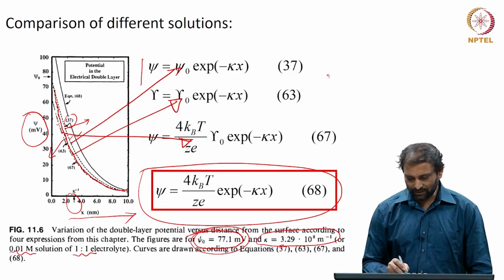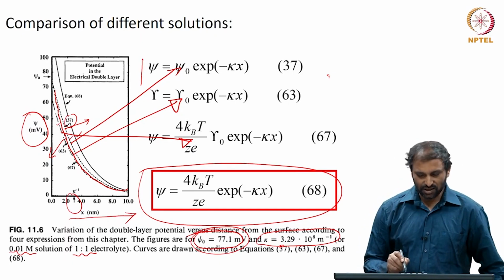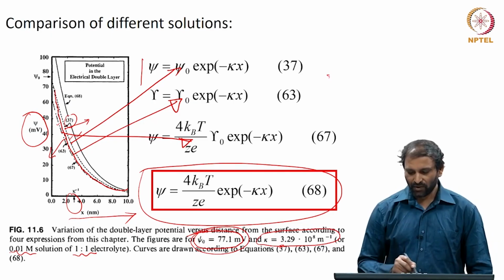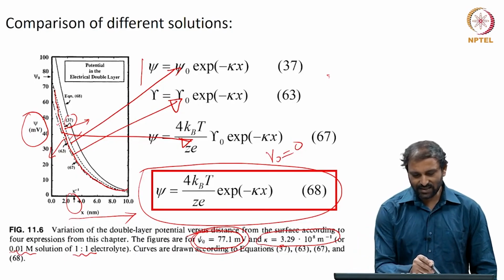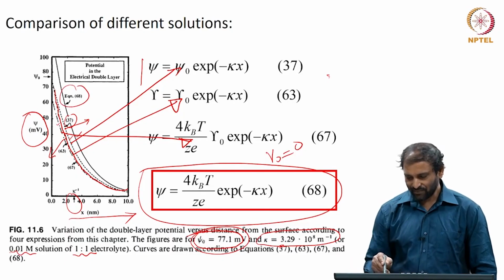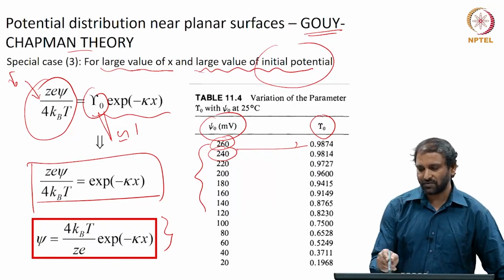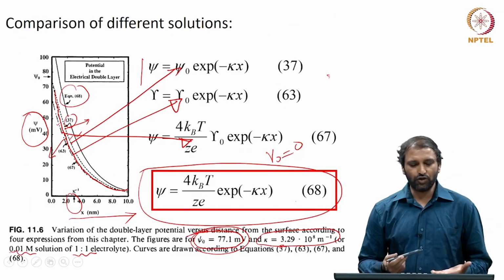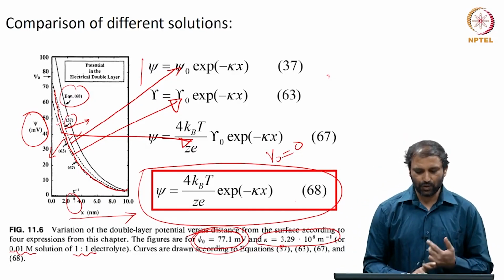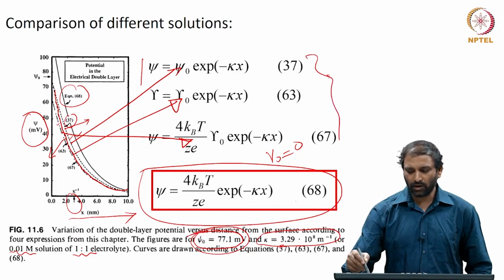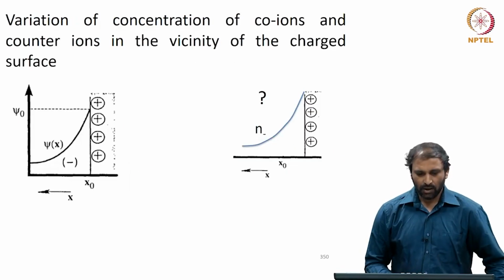However, because the potential that we have considered is 77.1 millivolts, it is not significantly large to take gamma naught equal to 1, as is evident from equation 68, the special case for large x and large initial potential. It does not do a good job of predicting how the potential varies with separation distance. Therefore, depending upon the situation, you should be able to use one of these expressions to find out how the potential varies with separation distance.